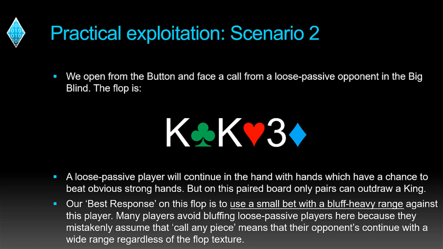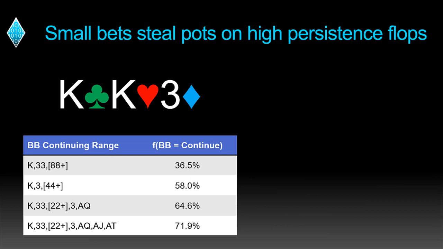Now many players avoid bluffing loose passive players here because they mistakenly assume that call any piece means that their opponents continue with a wide range regardless of the flop texture. So this is actually a spot where it's very easy for a loose passive player to fold too frequently.